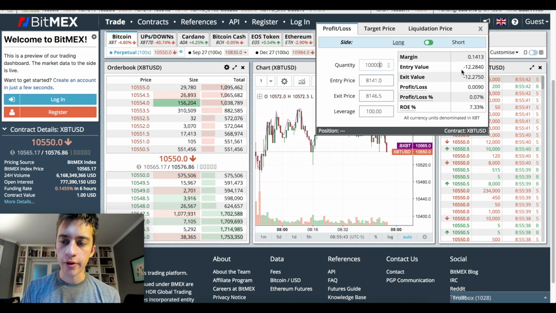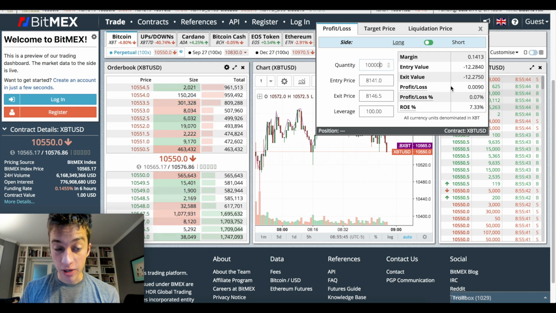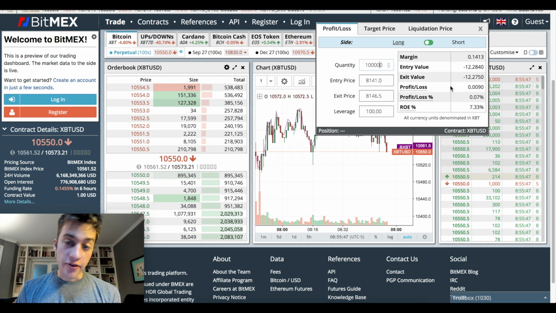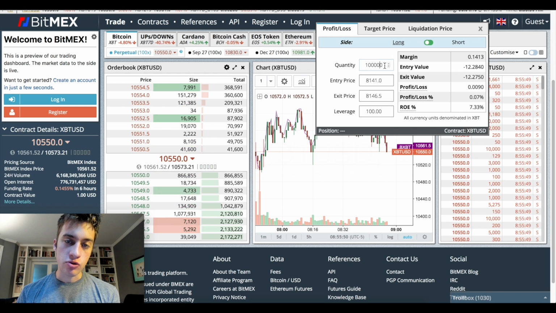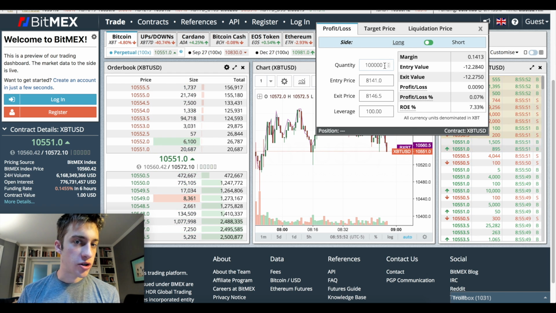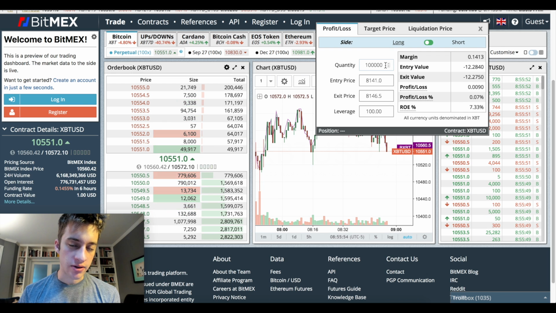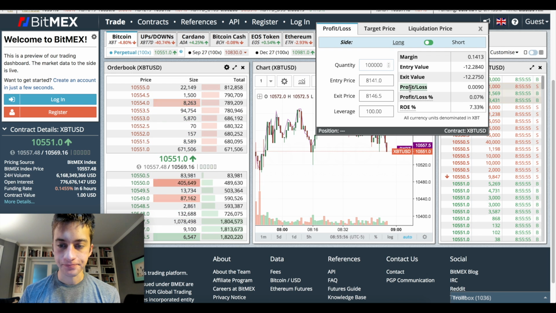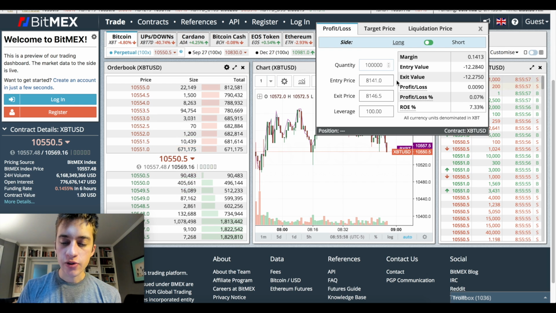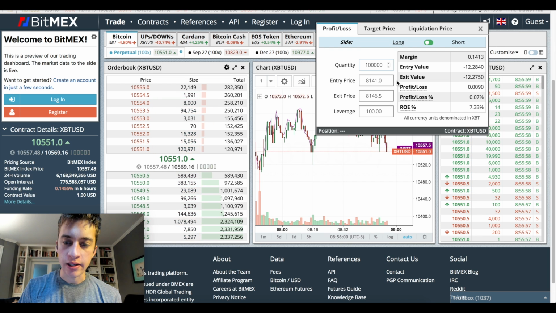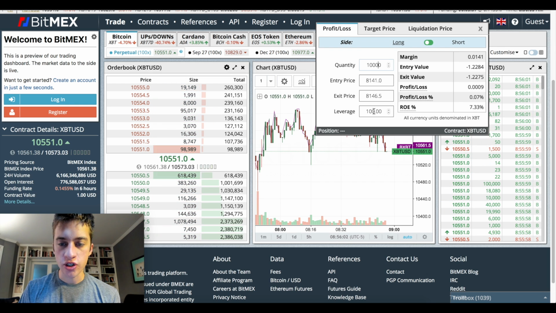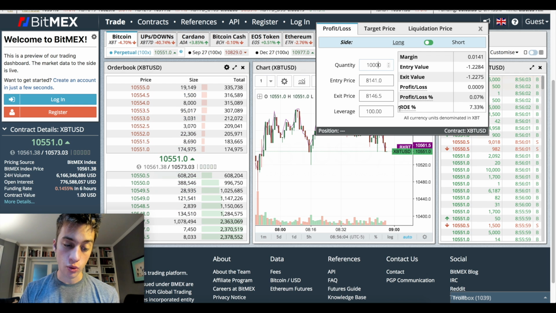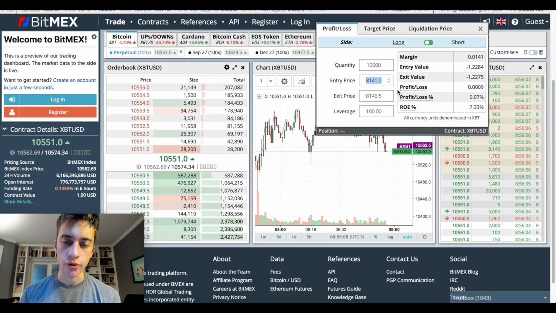But just remember how much you have in your wallet. If you're using cross leverage, you don't want to be accidentally getting into a 100x leverage trade and then having to deal with losing everything. So that is really how it works. I mean, isolated leverage or cross leverage, it's whatever you really want to do.